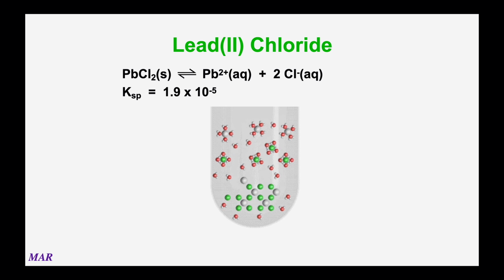What we can tell from the Ksp is that because K is less than 1, PbCl2 really wants to form, but it doesn't explicitly tell us the solubility, like how many moles of lead(II) chloride will dissolve per liter before we start making any solid appear. And we'll talk again about how to go from Ksp to a solubility and back and forth.